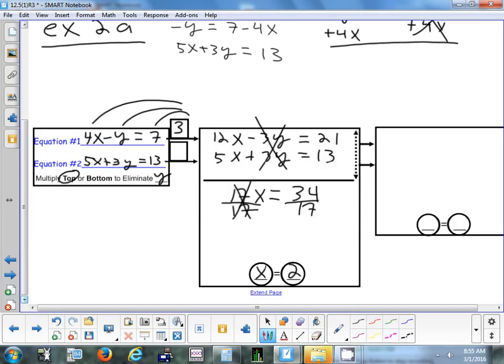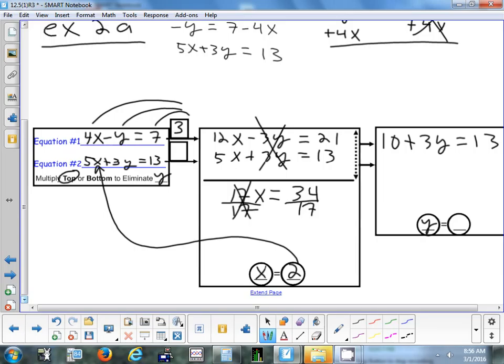Okay. Any questions on that? Okay, last step. We got to get y, and you guys have a choice. Where do you want to fill x in? Equation 1 or equation 2? 2? All right, we can do 2 this time. Again, it doesn't matter. You can pick either one. Okay. What's 5 times 2? 10. Yep. Plus 3y equals 13.